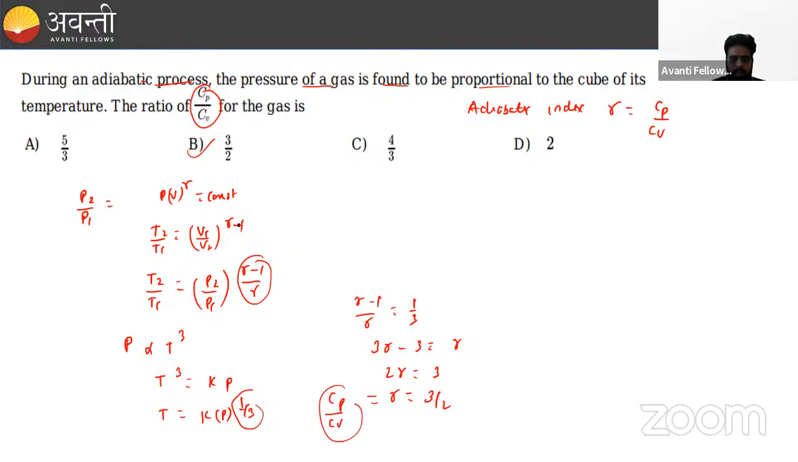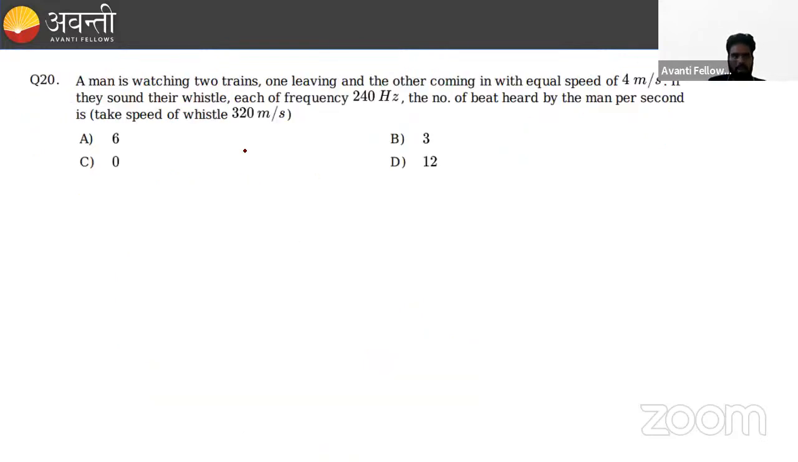So if we learn all these three equations, we can easily solve the problem. Now let's move to the next problem. This is a problem of the Doppler effect. What is given is that a man in a stationary condition observes two trains: one train is leaving and another train is coming toward the man. What is the number of beats heard by the man per second?